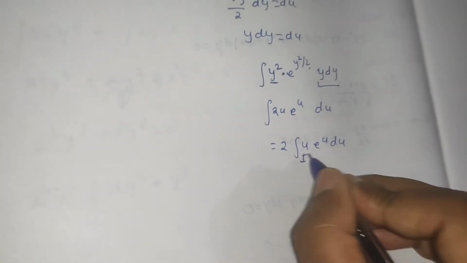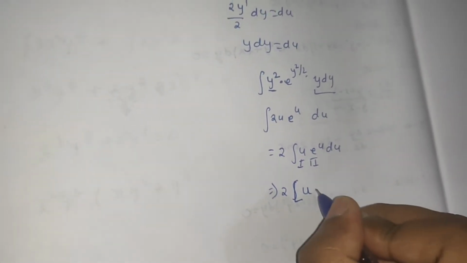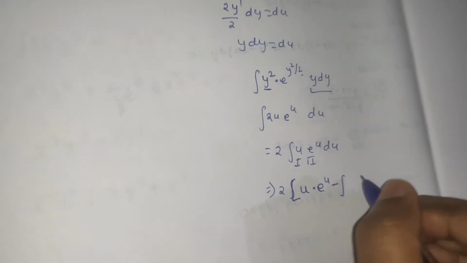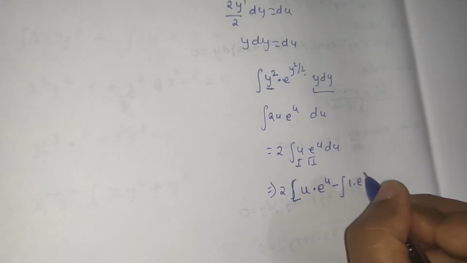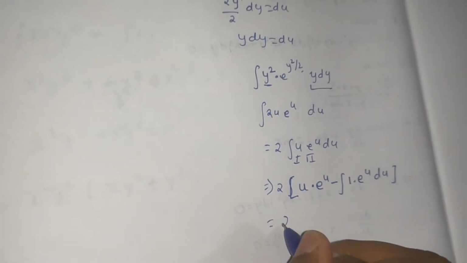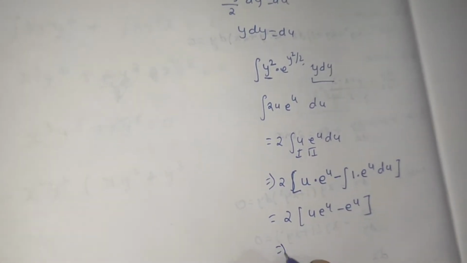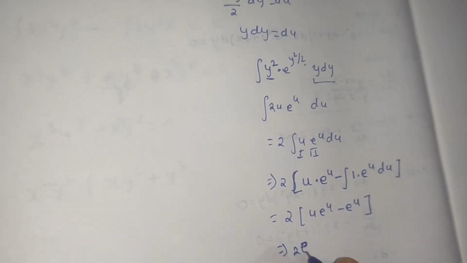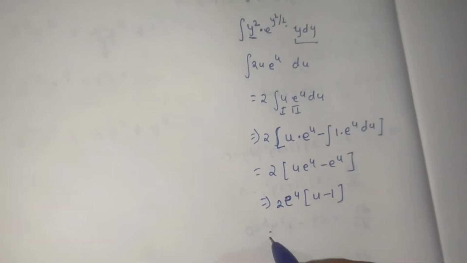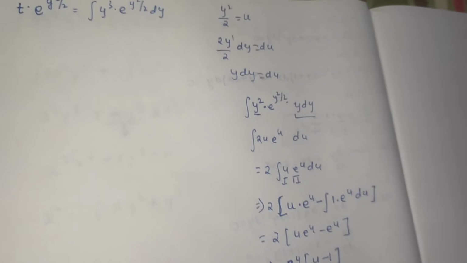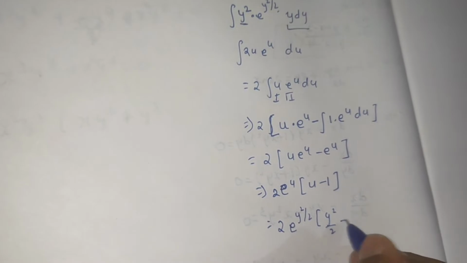We can use integration by parts. First function as it is, integration of e power u is e power u, minus integration of derivative of u with respect to u, 1, into integration of e power u, whole integration. So 2u e power u, integration of e power u is e power u only. So this will get 2 e power u. If you take common, you will get u minus 1. Okay, and what was your u? Your u was y square by 2. So 2 e power y square by 2, y square by 2 minus 1.